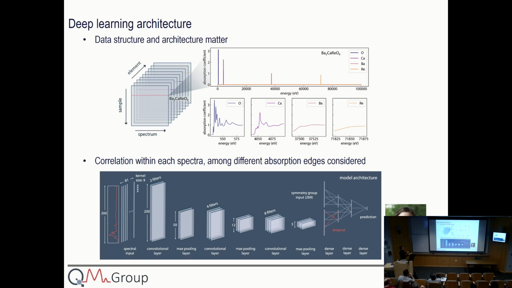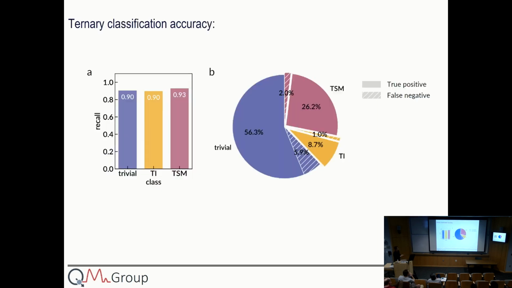That means intuitively it's possible, because if you have calcium that's close to oxygen, then these two spectra are not independent, but correlated. And the machine learning can exactly pick up that point. So that's why for the ternary classification, to tell whether a material is topologically trivial, a topological insulator (TI), or a topological semi-metal (TSM), you can eventually reach over 90% accuracy.